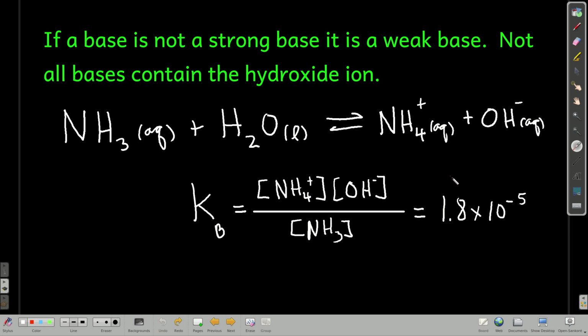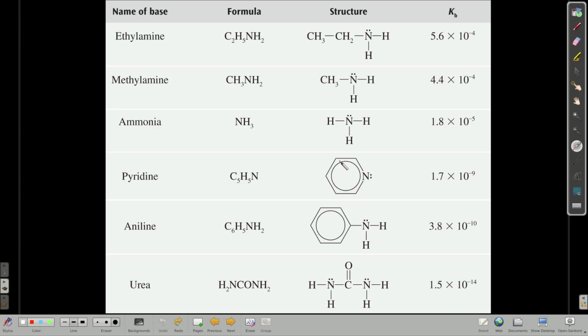Again, you don't have to memorize any Ks, no Kws. Well, excuse me, yes, you have to know Kw, but you don't have to know Kas or Kbs. So this is a table of just a real few Kbs. Same idea as with the Kas. The larger the value of Kb, the stronger the base, the more hydroxide ion there is present in solution at equilibrium. We can also define a pKb just like we can a pKa. Just take the negative log base 10 of these numbers and we get the pKbs. And just like with pKas, the smaller the pKb, the stronger the base.